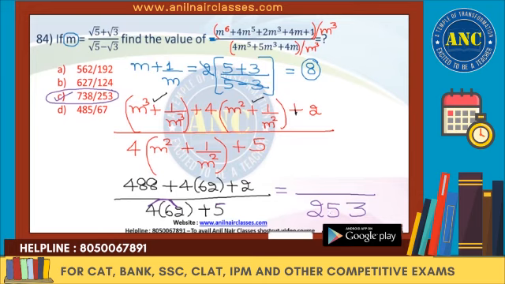So answer for this question is 738. That means we did not even calculate the numerator value. So we already came to know from the answer option that the numerator value is 738. Answer is option C.